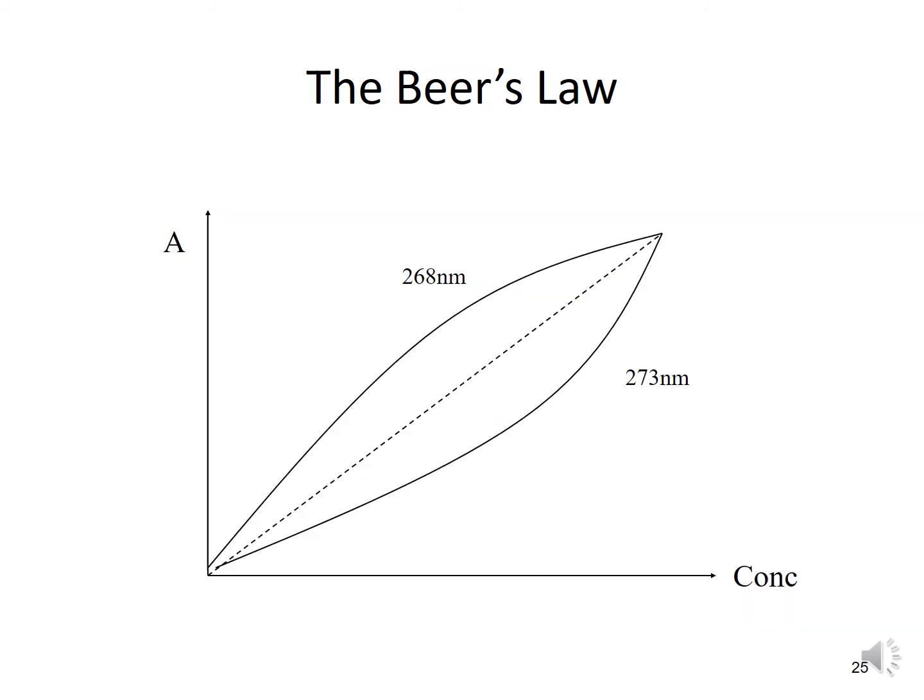So this is the Beer's law deviation that we can see from the figure. Here you can see the absorbance versus concentration. It will produce more or less like this, where this one is for the ionized form and this one is for the benzoic acid at neutral condition.